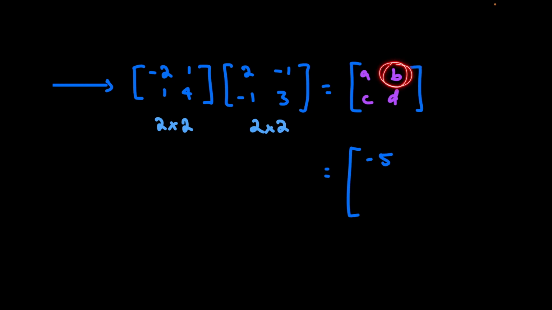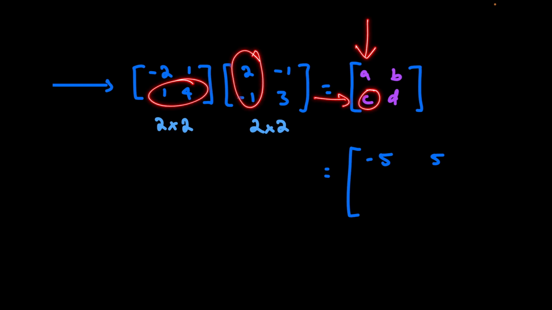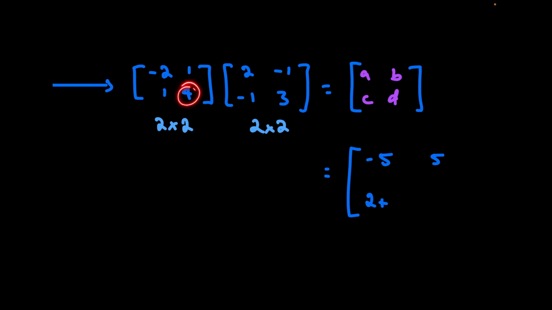Now we have the value of B. First row, second column. -2 times -1 is simply 2, plus 1 times 3 is 3, so 2 plus 3 is simply 5. Now the value of C. C is the second row, first column. 1 times 2 is 2, plus 4 times -1 is -4. Add them together, you get -2.